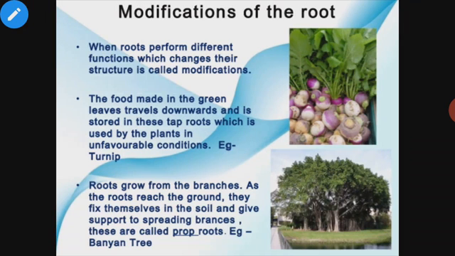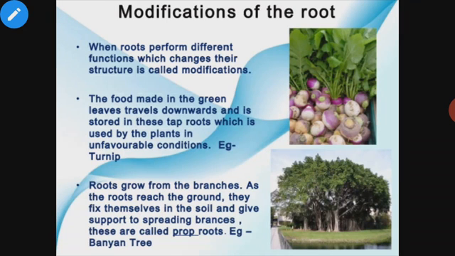When roots perform different functions, we change their structure, and that is known as modification. What is the modification of roots? When roots perform different functions, their structure changes, and that is known as modification.